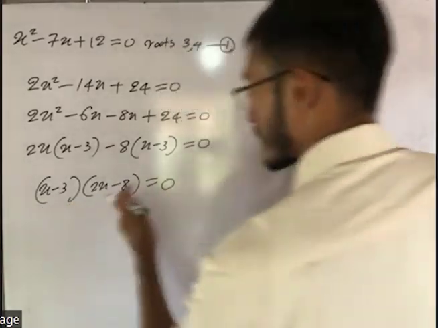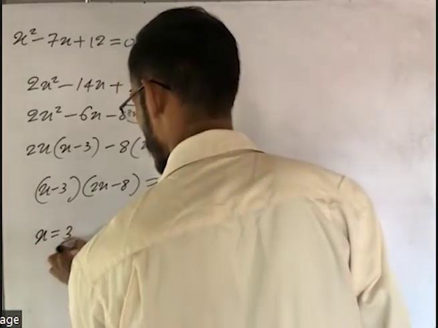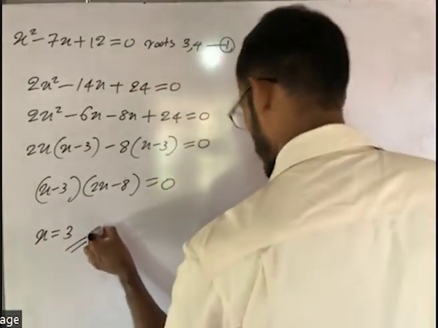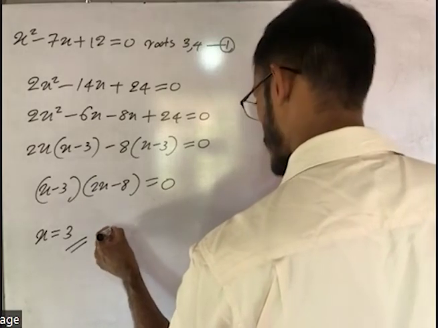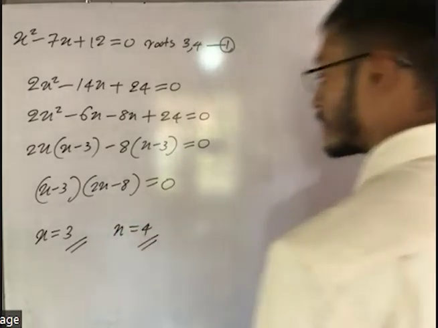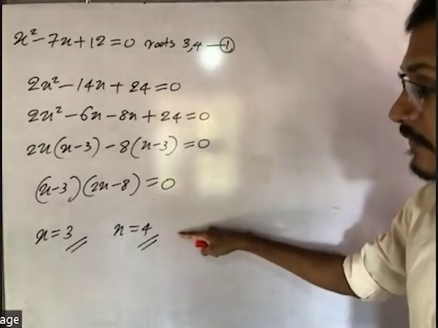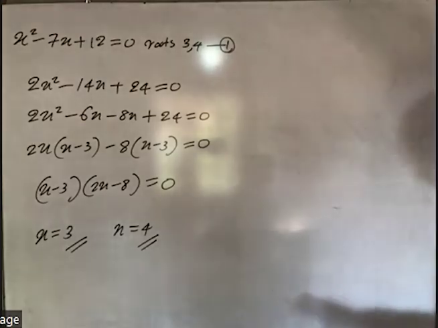So separately equate these two factors to 0. Then x equals 3. Here, 2x minus 8 equals 0. That means x equals 4. Right. So if you simplify this equation, the roots are also 3, 4. Here also the roots are 3, 4.